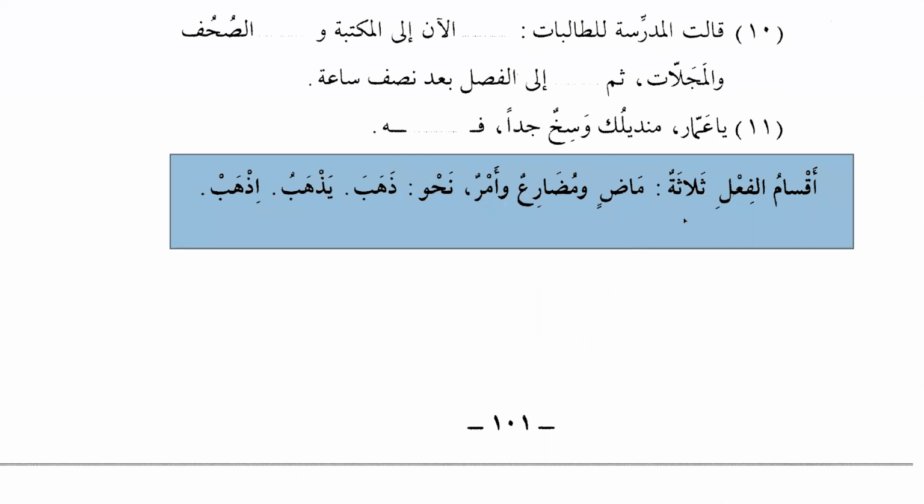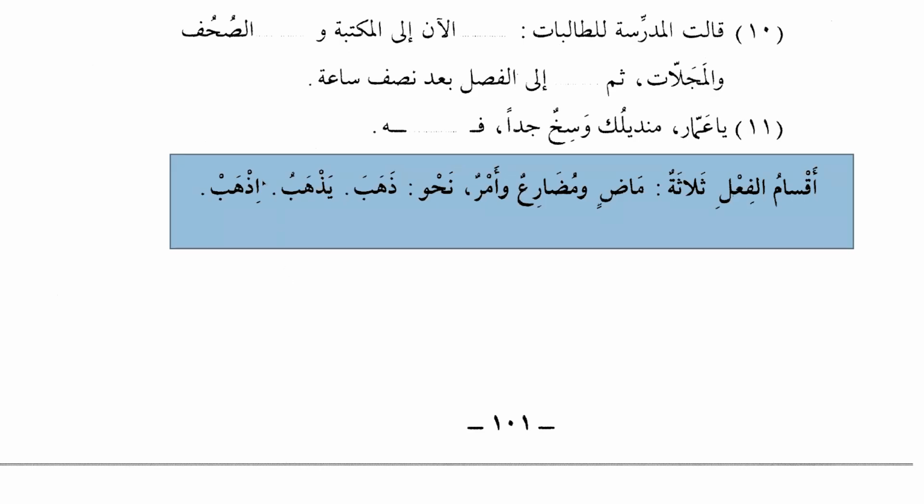Jazakallah khair. Last but not least, it says أقسام الفعل ثلاثة. The categories of the verb are 3. أقسام meaning categories, plural of qism. You've got ماضٍ, which is the past, then you've got مضارع, which is the present, then you've got أمر, which is the command. For example, ذهب يذهب اذهب.